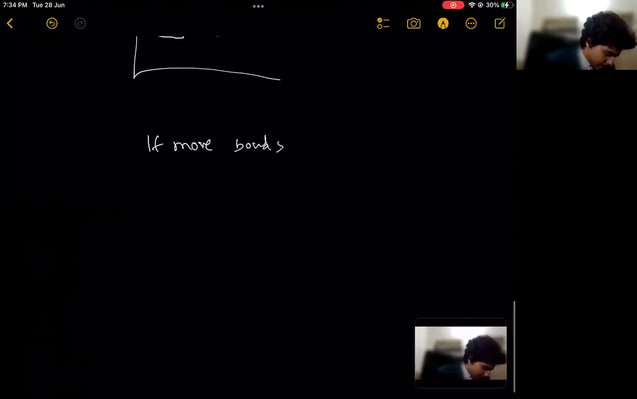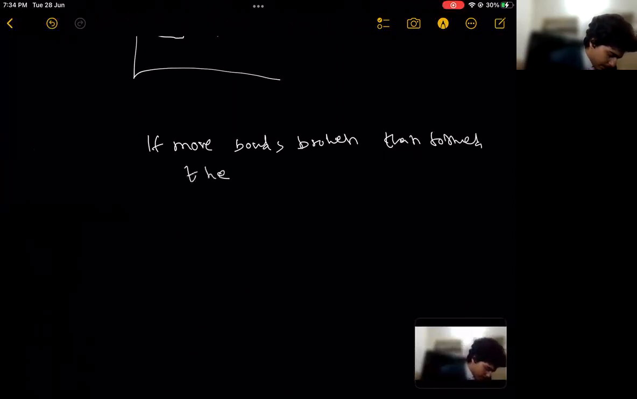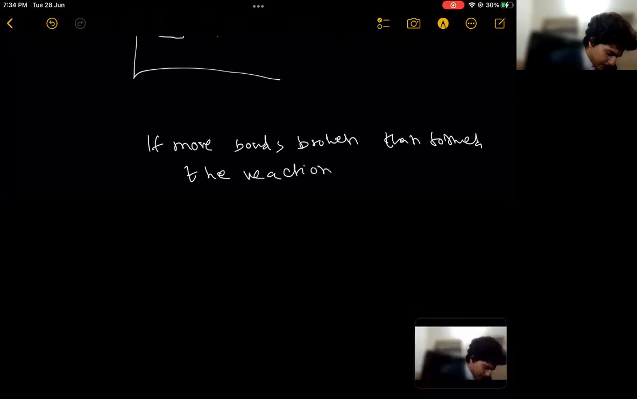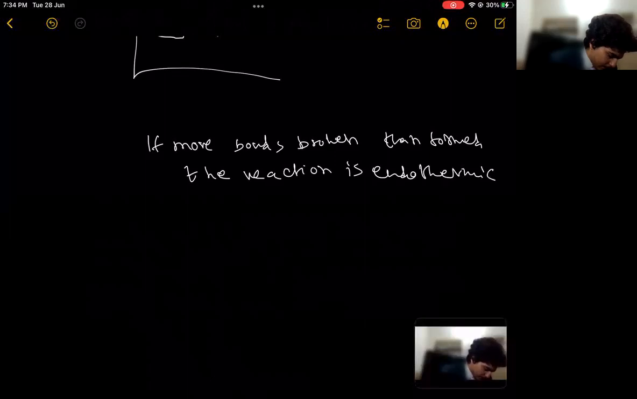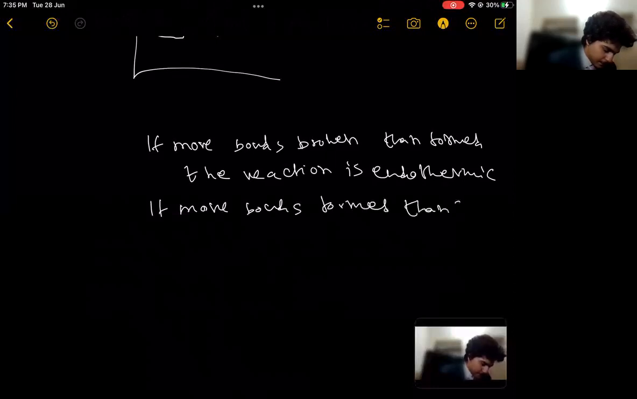You can also say this, that if more bonds are broken than formed, the reaction is endothermic. If more bonds are formed than the ones broken, the reaction is exothermic.